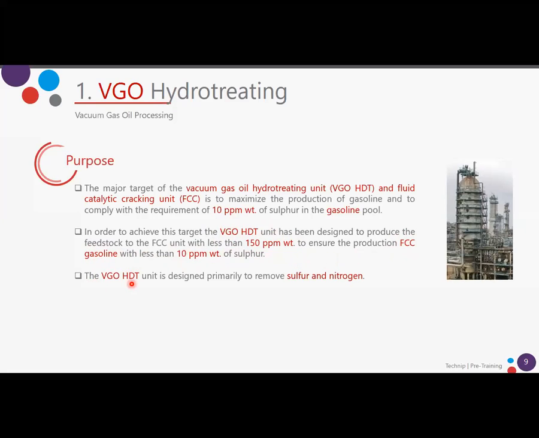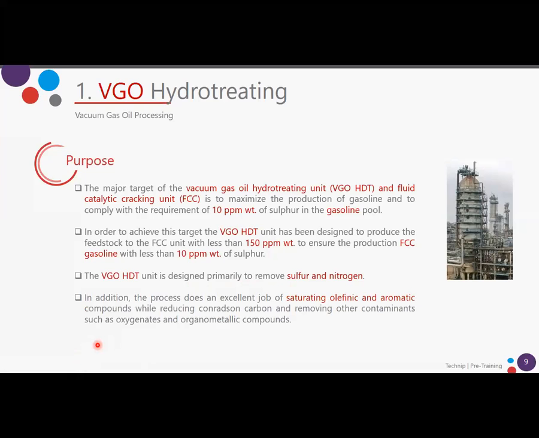So the VGO hydrotreating unit is designed primarily to remove sulfur and nitrogen. But you know that if we have hydrogen and also the appropriate catalyst, we can also have the saturation of olefins and aromatic compounds. That will reduce this specification, that is the Conradson carbon, and remove other contaminants such as oxygenates and organometallic compounds, as for the other hydrotreating units that we have seen.